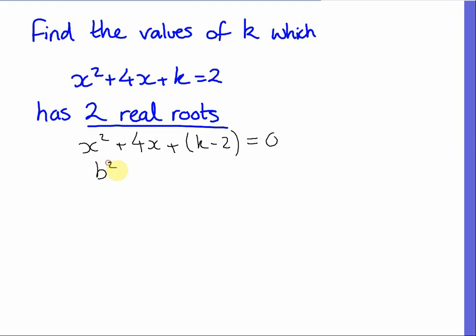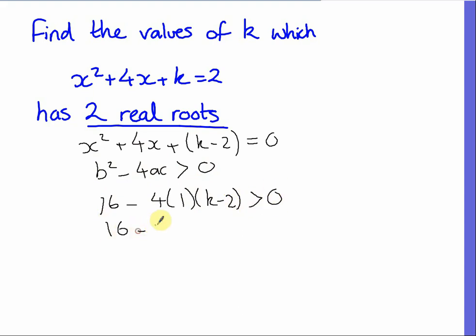So b squared minus 4ac now will be greater than 0. Just set it up. So b is 4, so I'm just going to write 16, minus 4 lots of a, 1, and c this time is k minus 2, and that has to be greater than 0. So 16 minus 4k plus 8 is greater than 0, just expanding that bracket there. Let's collect all our like terms. We've got 24 minus 4k is greater than 0.